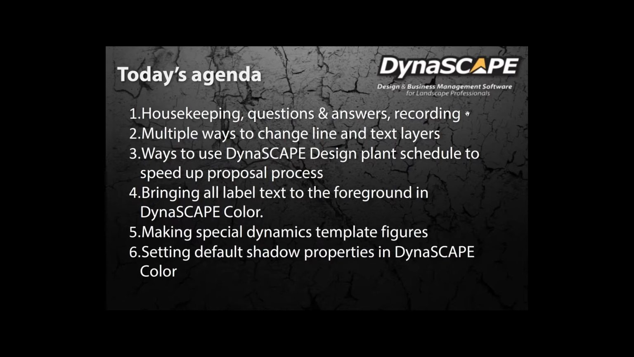So today we're covering off multiple ways to change line and text layers, ways to use DynaSCAPE Design's plant schedule to speed up the proposal process, bringing all label text to the foreground in DynaSCAPE Color, making special dynamic template figures, and setting default shadow properties in Color.